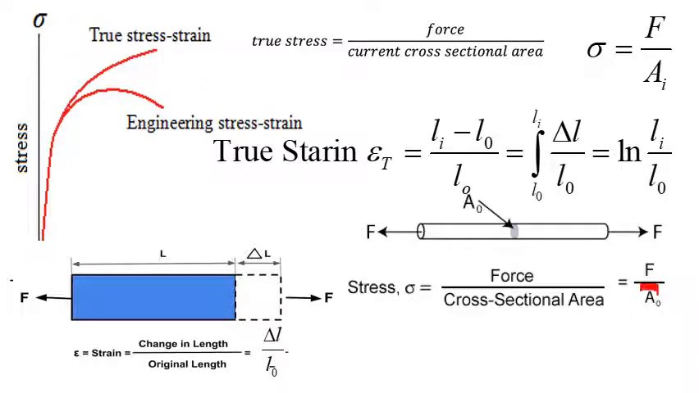Now you can see it here. The cross sectional area is the original cross sectional area. Means whatever the d which you took initially, it will remain the same throughout the calculation. So now the denominator remains constant, so the curve drops down. Here the denominator is decreasing, so it starts to increase. That is the difference between true stress and engineering stress.